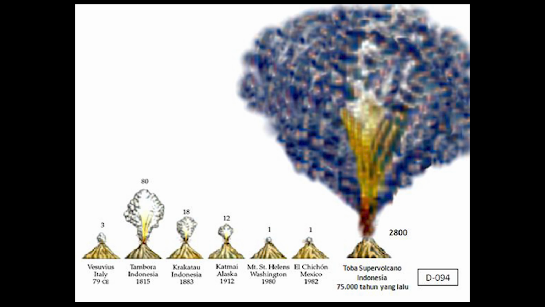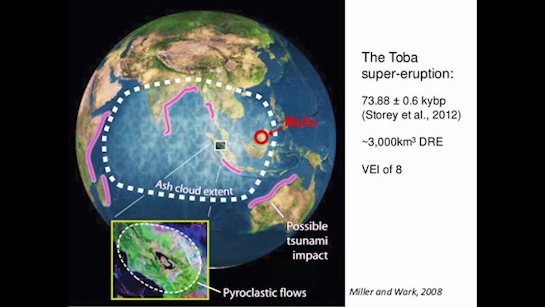It blasted about 3,200 cubic kilometers of material out of the caldera, and the ash that was emitted was sufficient to cover all of Southeast Asia by 15 centimeters of ash. That pyroclastic debris covered the whole region. It's been found all around the world. Everywhere we look for it, we see it. So it was a global event.